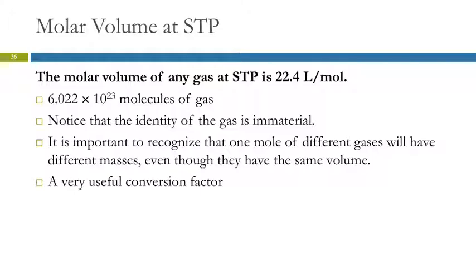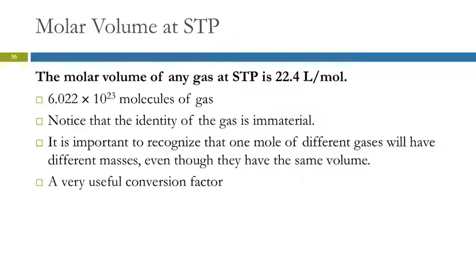So the molar volume of any gas at STP, we usually round it to 3 sig figs, I'm not sure why, is 22.4 liters per mole. This is a super useful conversion factor. It can save you from having to drag out the ideal gas law over and over again. And we know that 1 mole is 6.022 times 10 to the 23rd molecules or atoms of a gas. The identity of the gas doesn't matter. What will be different is the mass of the gas.